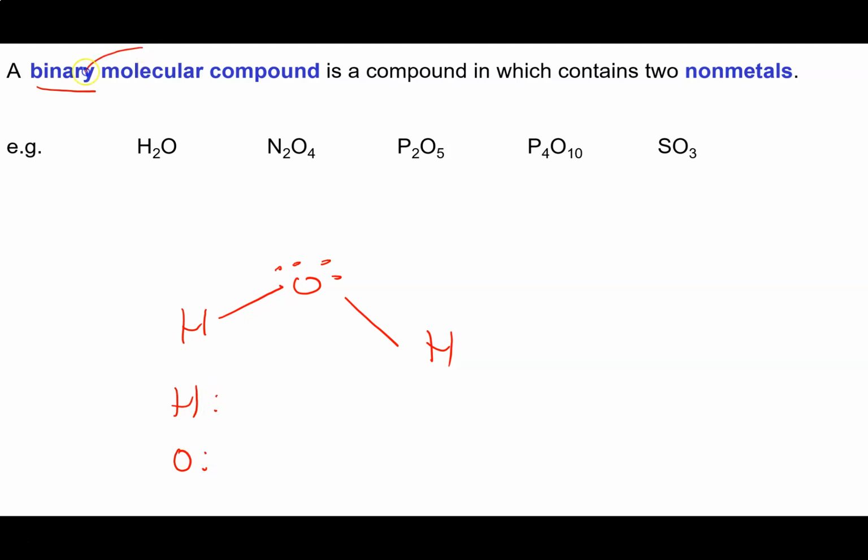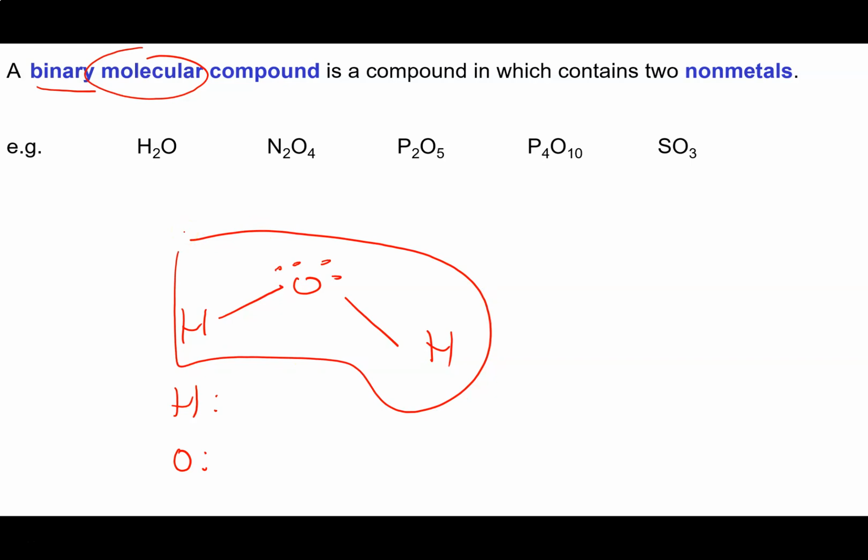Now, molecular compounds don't exist as crystals where there's an extended array of connections between a very large number or approximately infinite number of particles. Instead, they exist as discrete molecules, smaller bundles of atoms held together via covalent bonds. But the important thing here in each of these binary molecular compounds is that there are only two types of non-metal atoms present.